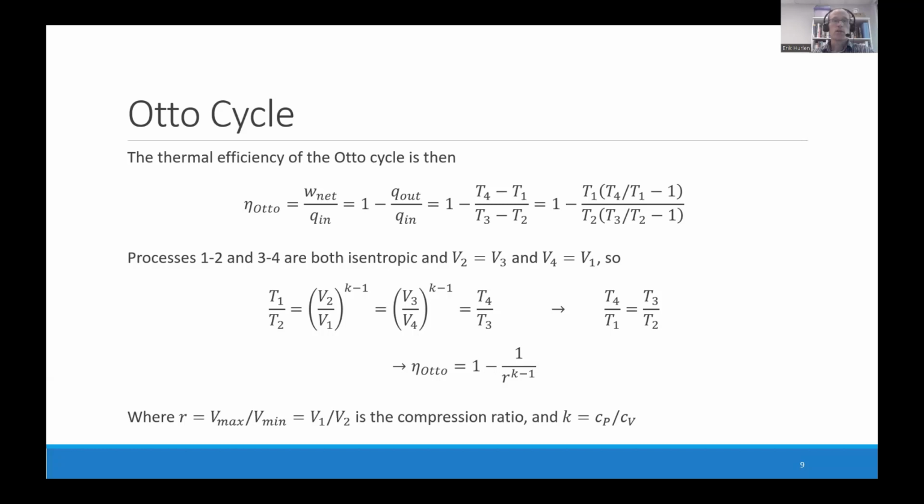So taking T1 from the numerator and T2 in the denominator in this expression up here, these two terms in the parentheses cancel out, and we simply have 1 minus T1 over T2. However, T1 over T2 equals (V2 over V1) to the k minus 1 power, where V1 over V2 is the compression ratio r. So the efficiency of the Otto cycle is η_Otto equals 1 minus 1 over r to the k minus 1 power.